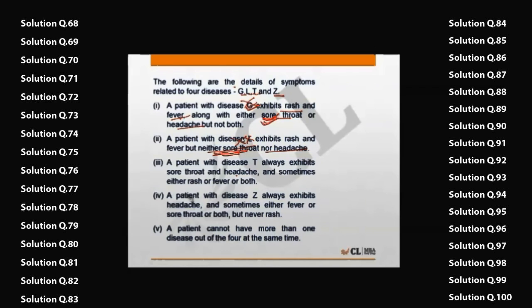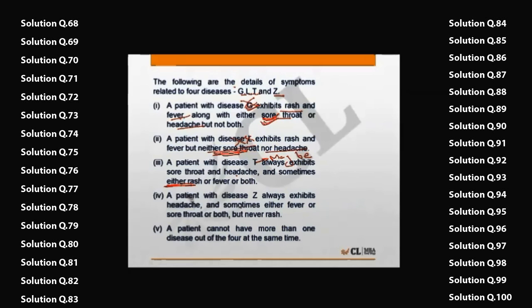Now the third condition tells us a patient with disease T always exhibits sore throat and headache, and sometimes either rash or fever or both. So a person who suffers from disease T may or may not exhibit rash. So since our patient in the second question of the set does not exhibit rash, it may or may not be suffering from disease T. So it's a question of maybe.